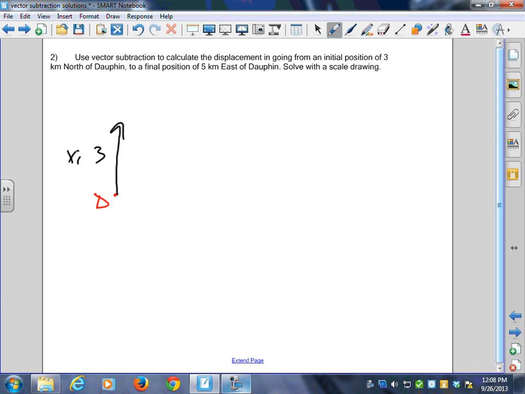The final position is 5 kilometers east of Dauphin. Final I will show in green again. Remember, of Dauphin, so this is my XF. It is 5. Solve with a scale drawing. Now that's not a picture showing vector subtraction. To show vector subtraction, we have to flip. So remembering that always displacement is final minus initial.